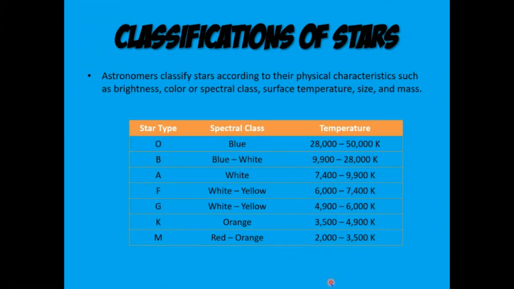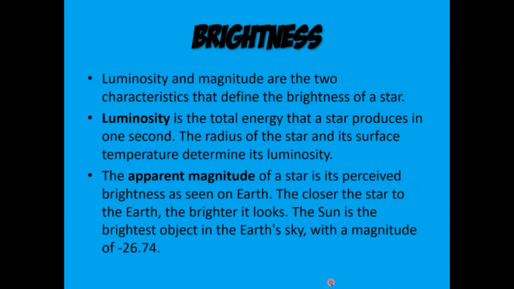So ayan po. So, astronomers classify stars according to their characteristics such as brightness, color or spectral class, surface temperature, size, and mass. So, in terms of brightness, luminosity and magnitude are the two characteristics that define the brightness of a star. Then, luminosity is the total energy that a star produces in 1 second. The radius of the star and its surface temperature determine its luminosity.